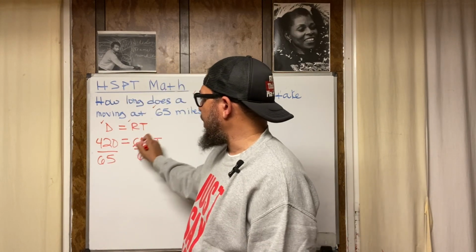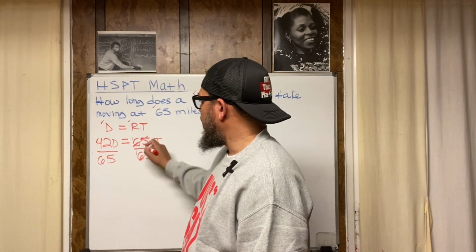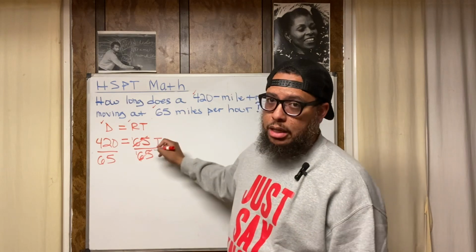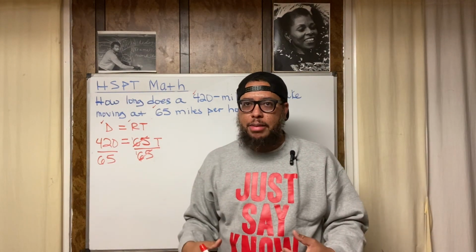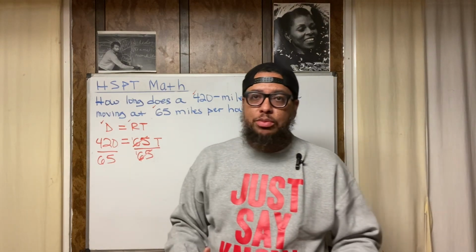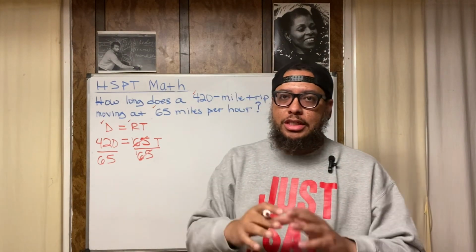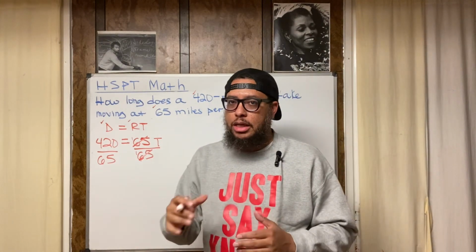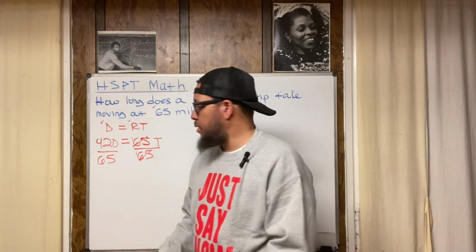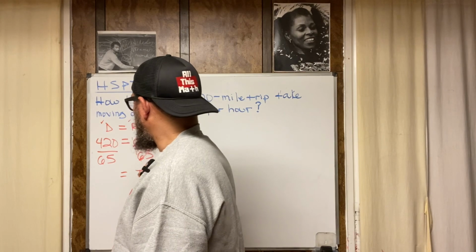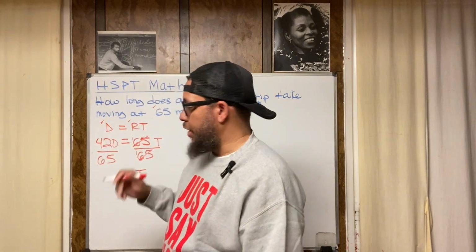Now, 65 divided by 65 is 1. So that leaves me with 1T. We need to understand the language of algebra: 1T is equivalent to just saying T. We don't need a coefficient 1 in front of our variable. We can just say T. So that's T. Now, we do need to know 420 divided by 65.